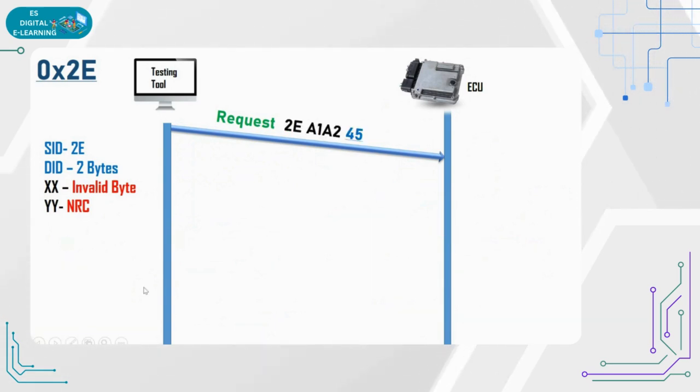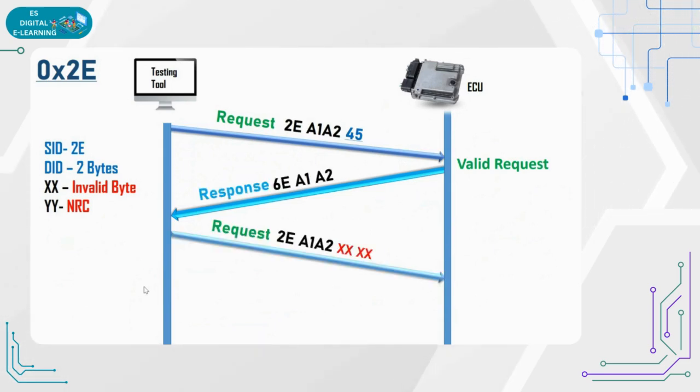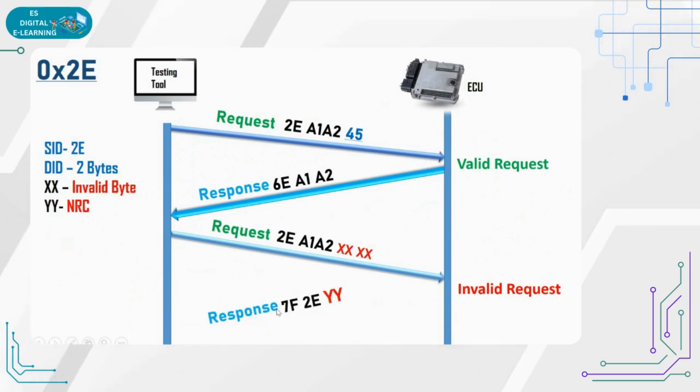They can ask you. Yes, sir. Got it. If you send invalid data, or there are any other issues, that response will be a negative response, right? We'll get a negative response like 7F, 2E, and YY. So YY is the NRC code. What the NRC codes are and how we get them, we'll discuss in further classes.